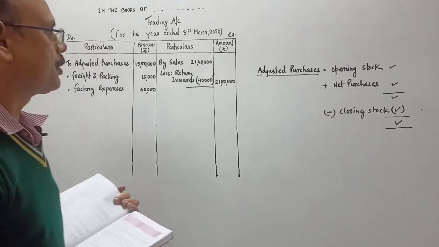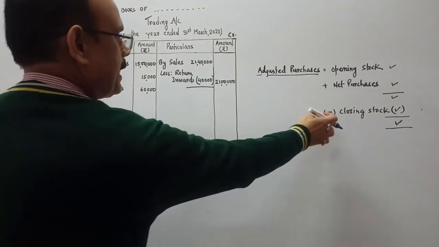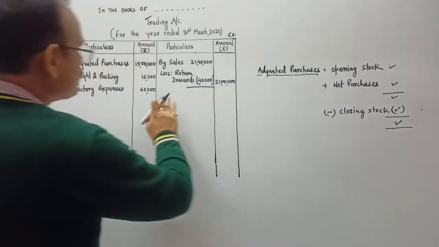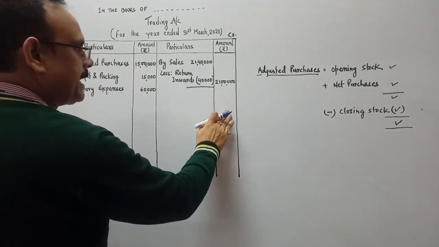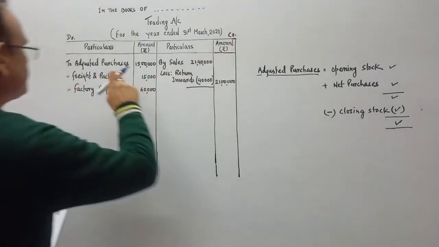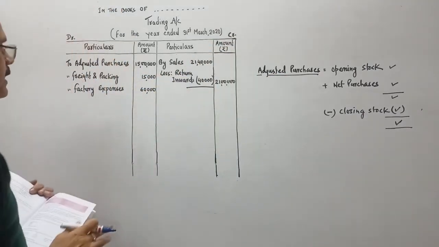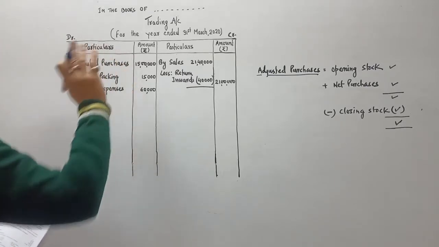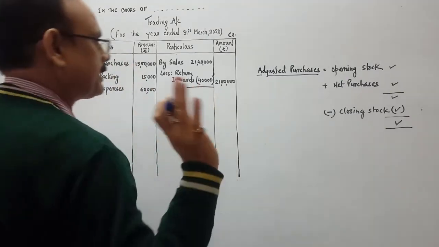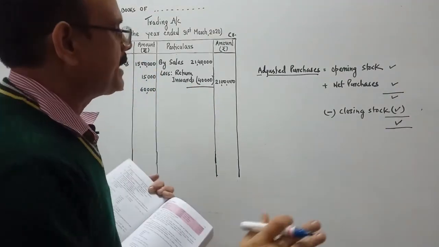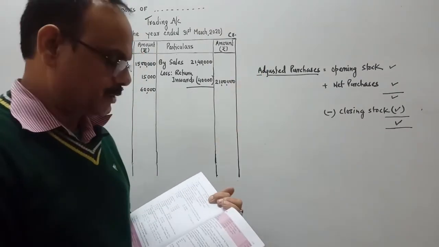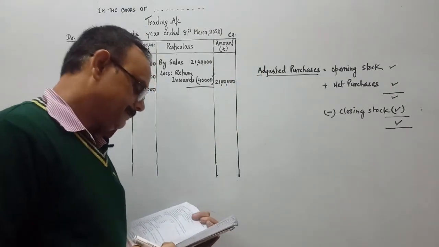Thereafter, closing stock. Closing stock we have already deducted while calculating the adjusted purchase. So we are not going to write the closing stock on this side, because it is already deducted to arrive at the adjusted purchase I have written in the debit side. When the information of adjusted purchase is given, it means we are not going to write the opening stock and closing stock in the credit side, because these two items are already adjusted. Opening plus net purchase minus closing stock. Okay.